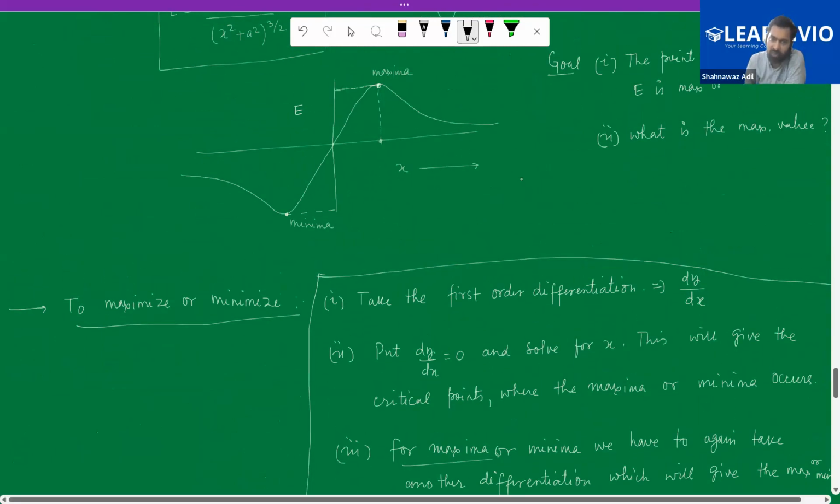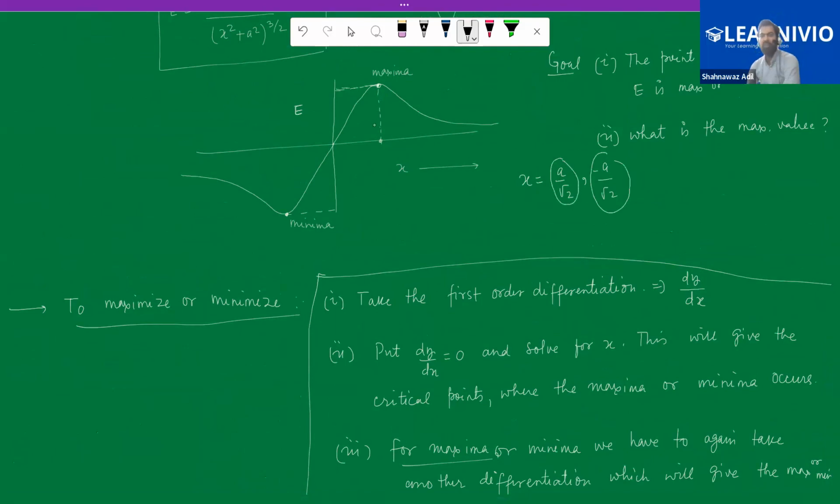So you have two values. x is a by root 2 and minus a by root 2. So which would be maxima and which would be minima from the graph itself? What can you tell me? At which point do you see that the graph is going to the maximum value?